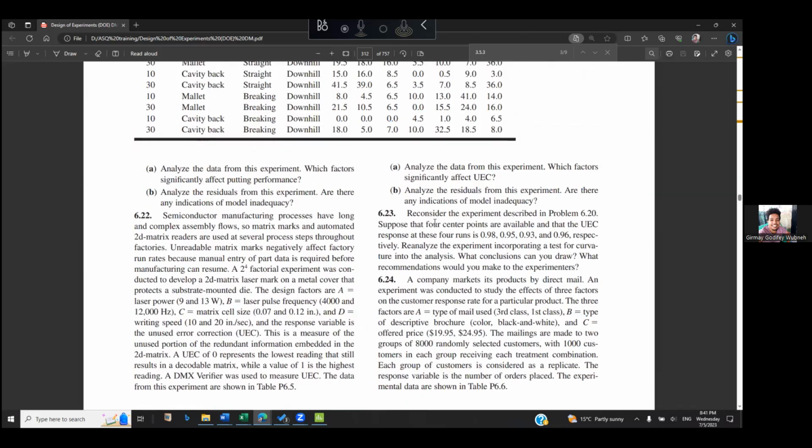A, analyze the data from the experiment. Which factors significantly affect USEC? B, analyze the residuals from the experiment. Are there any indications of model inadequacy?